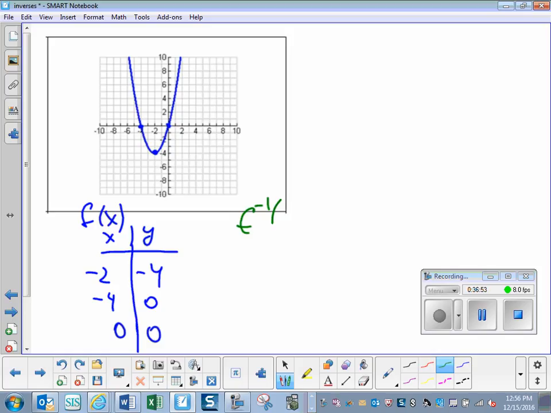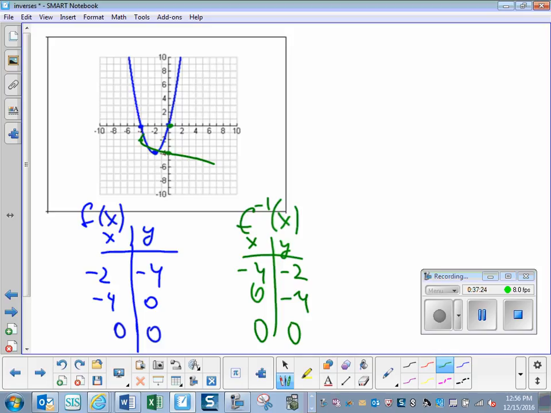So f inverse of x. What would be the corresponding points for the inverse? -4, -2, 0, -4, and 0, 0. Okay, so let's plot these points. -4, -2 is right here. That's my new vertex. 0, -4 is right here, and then 0, 0 stays. So I just draw the line through these points.